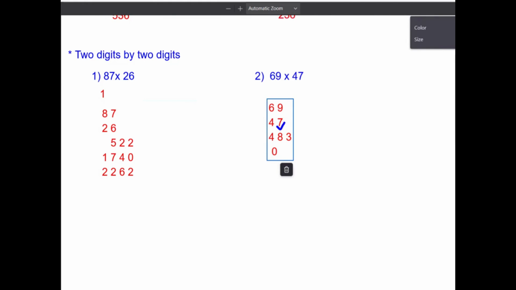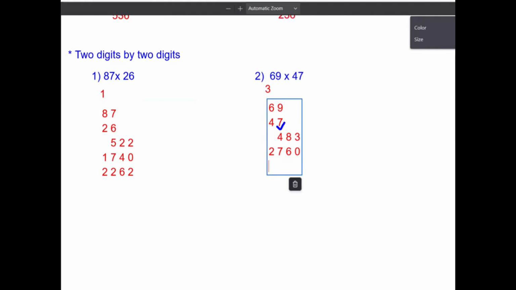And then we multiply 4 times 9 equals 36. 6 and we carry over the 3. And then 4 times 6 equals 24. 24 plus the 3 is equal to 27. Now write all of the 27. Please make sure your numbers are in columns: ones over ones, tens over tens, hundreds over hundreds.